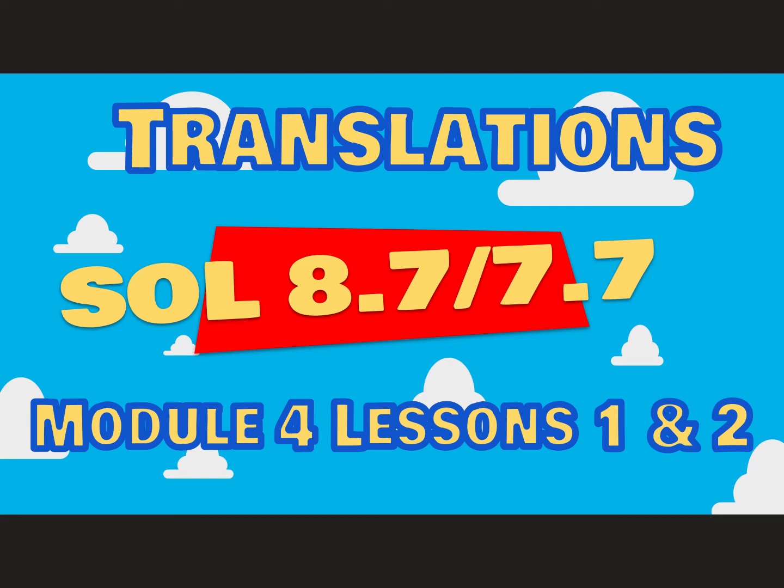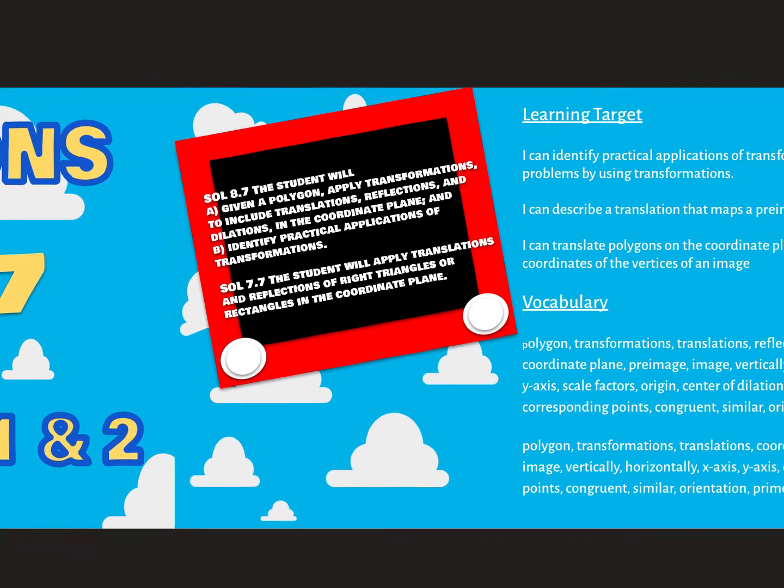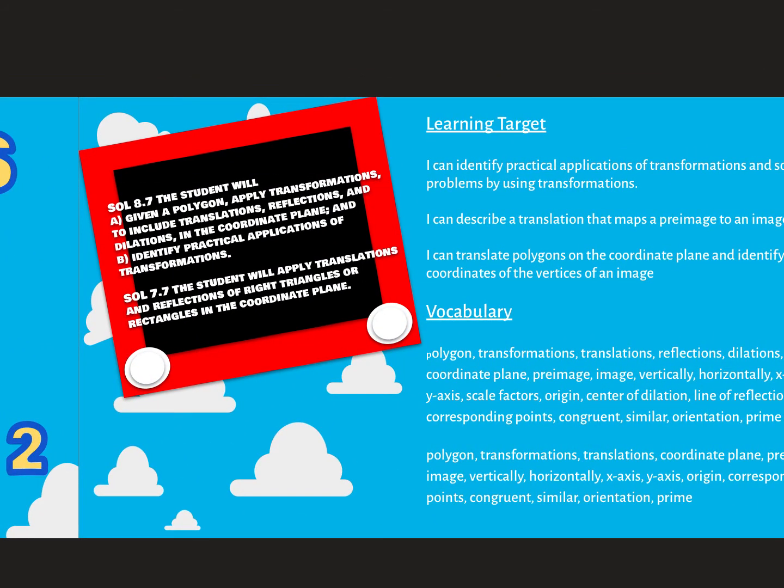Today's lesson, we are going to look at translations. This is SOL 8.7 and 7.7, and this is Module 4, Lessons 1 and 3. All right, so SOL 8.7: given a polygon, apply transformations to include translations, reflections, and dilations on a coordinate plane. Identify practical applications of transformations. It's the same SOL from 7th grade as well.